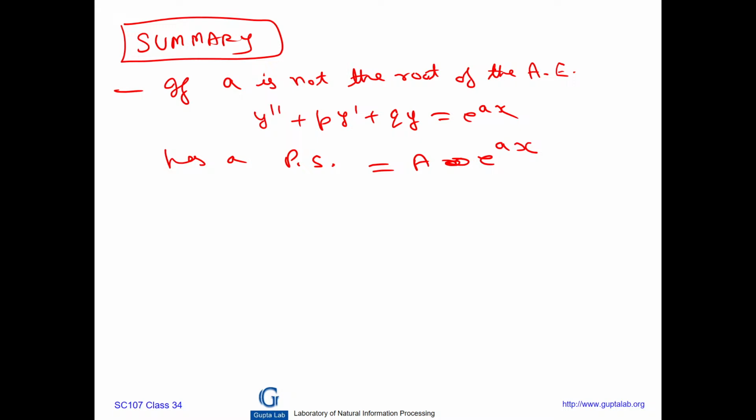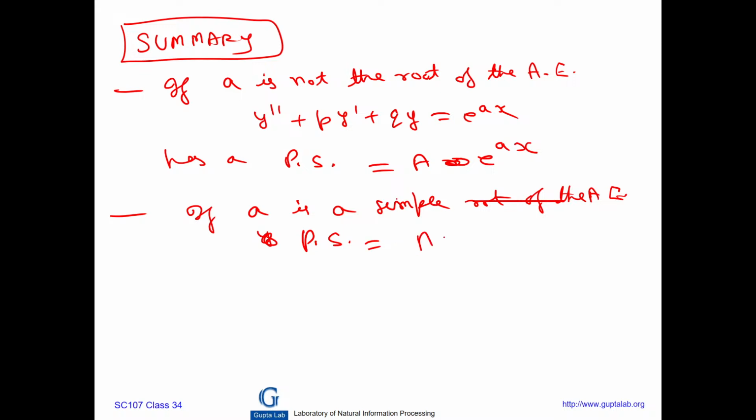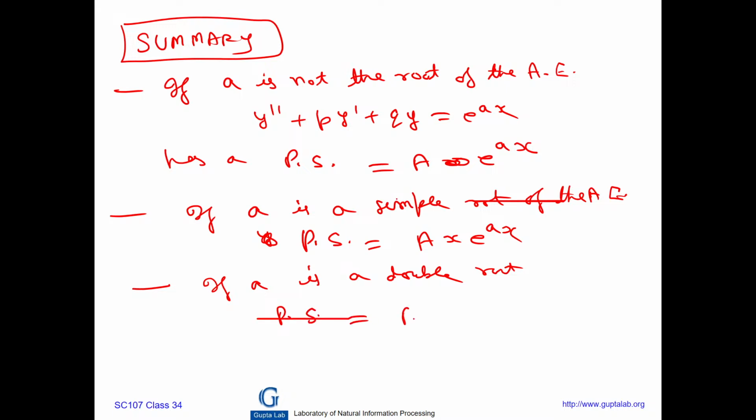And solve for that. If a is a simple root of the auxiliary equation, then particular solution is A times x times e raised to power ax, right? If a is a double root, actually, then particular solution is A times x square times e raised to power ax.